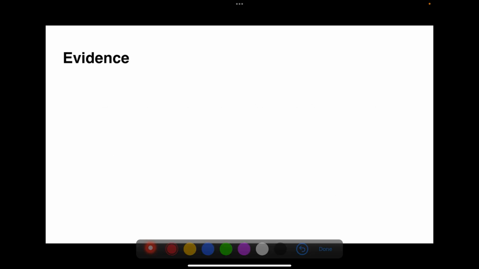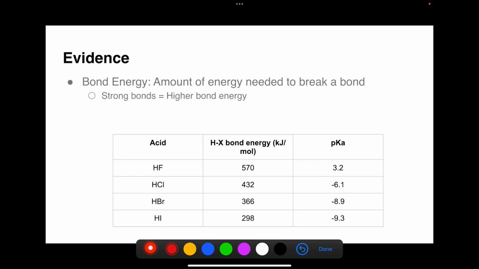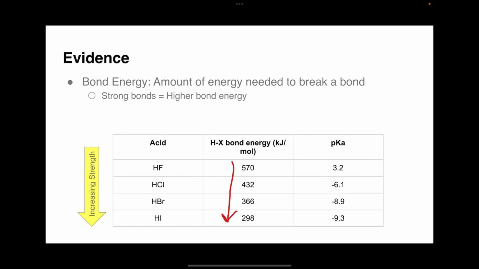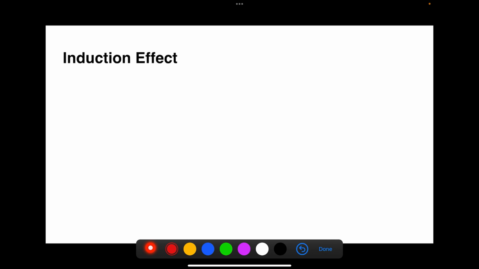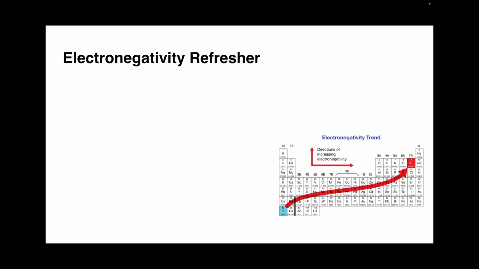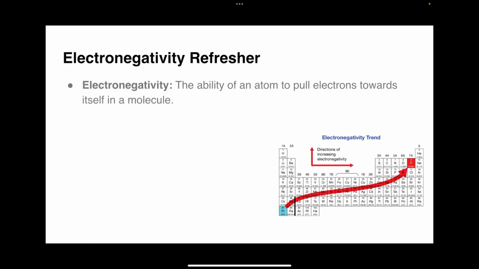Let's look at some evidence to further support this trend. Notice that as bond energy decreases, as the bond gets weaker, the acid actually gets stronger. Recall that lower pKa's are actually stronger than higher pKa's. It turns out electronegativity will play a large role in determining the strength of the HX bond, so let's do a quick refresher on electronegativity.